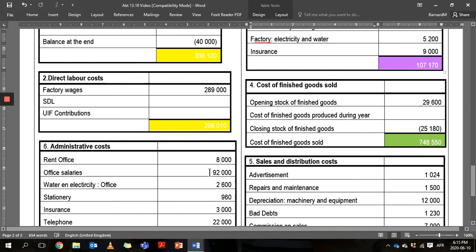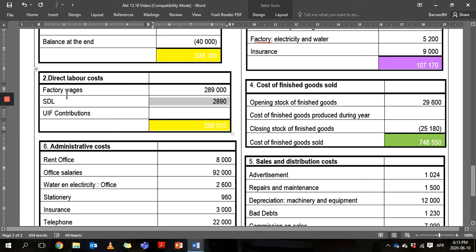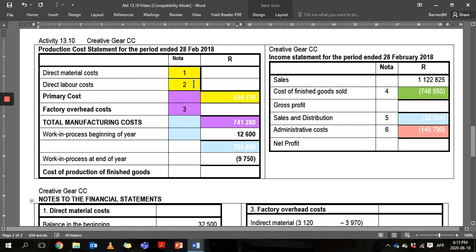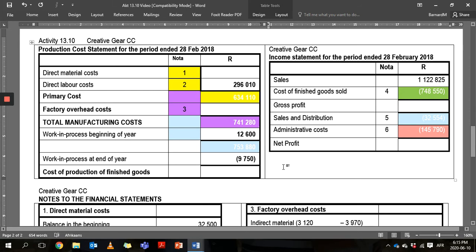administration cost, that is 92,000. Then you have your skills and development by factory, which is 2,890, and that goes as a direct labor because it is for the factory. The same way we have the UIF, which is also for the factory, and that also comes here. So then we can actually add this up, and we sit with a total of 296,010. So that amount I then transfer here to my labor costs, my direct labor cost.